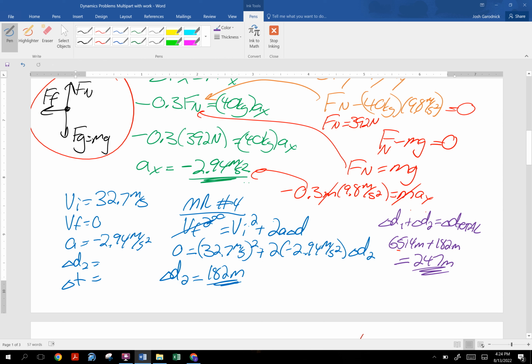That was a very long problem. But it's basically 2 problems in one, and the key is that the final velocity from part 1 is the initial for part 2, or vice versa, and the sum of the distances or sum of the times equals the total distance or total time, respectively. All right, let's sum this puppy up for you.